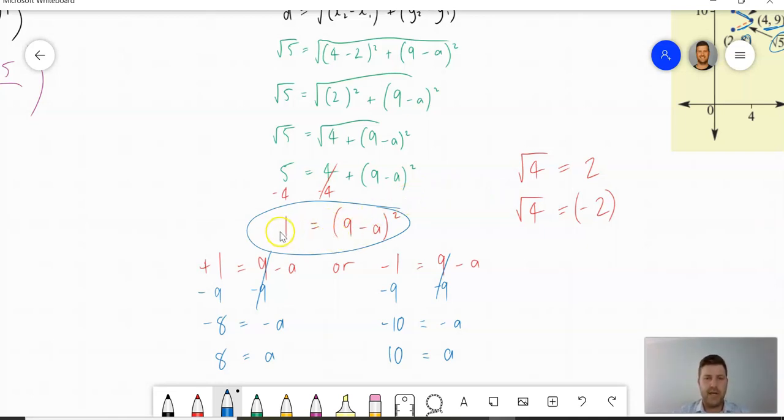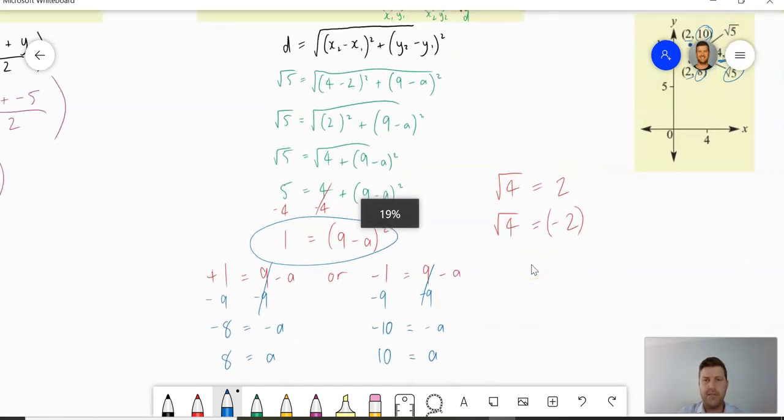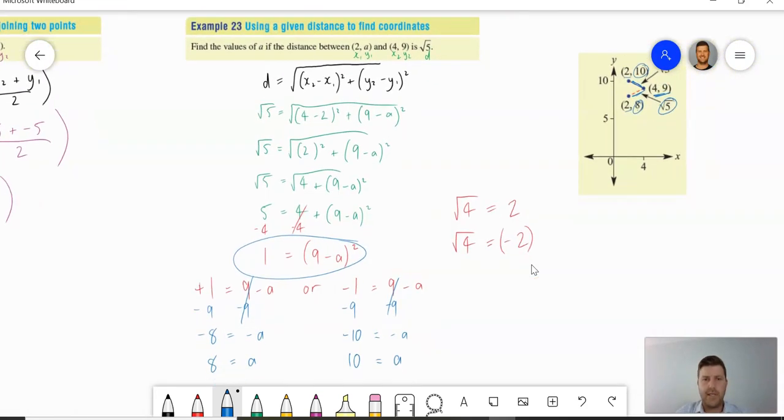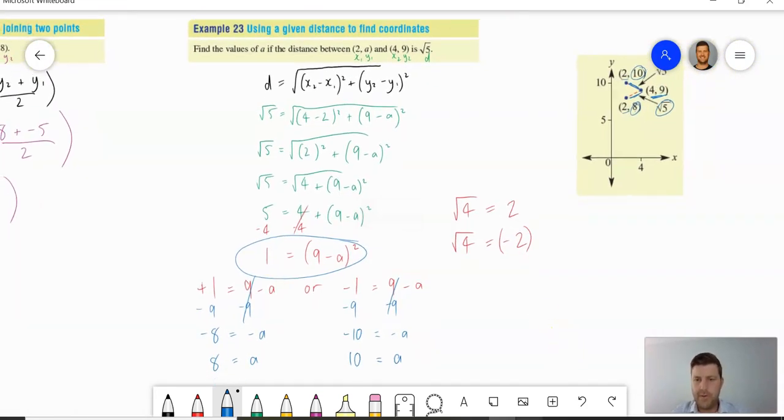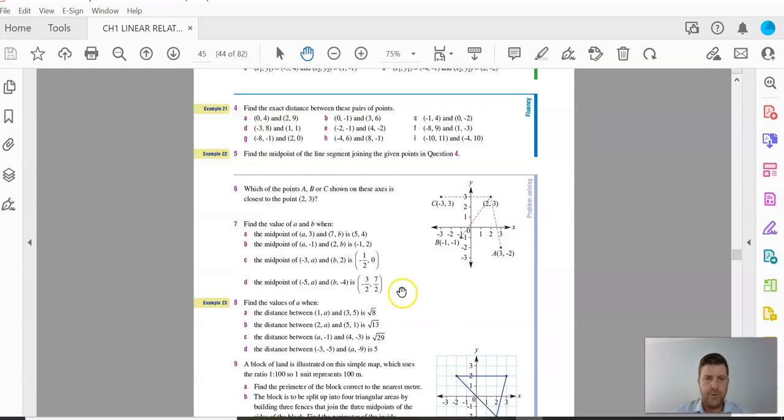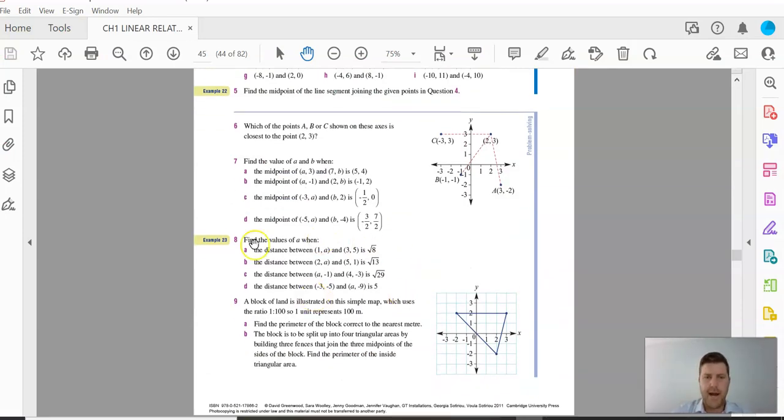And again, I didn't really like this answer because the square root of 1 is 1 or negative 1. So it's better when you have a different value like 4 or 9 or 16 or something. Anyway, hopefully that process helps, guys. And that, for my guys anyway, will help you with the following question in your textbook, which is question 8.